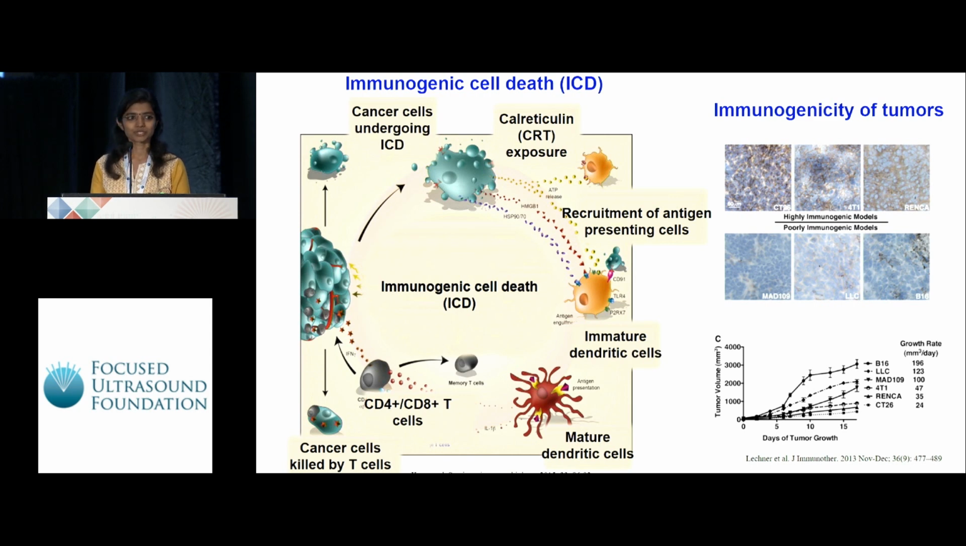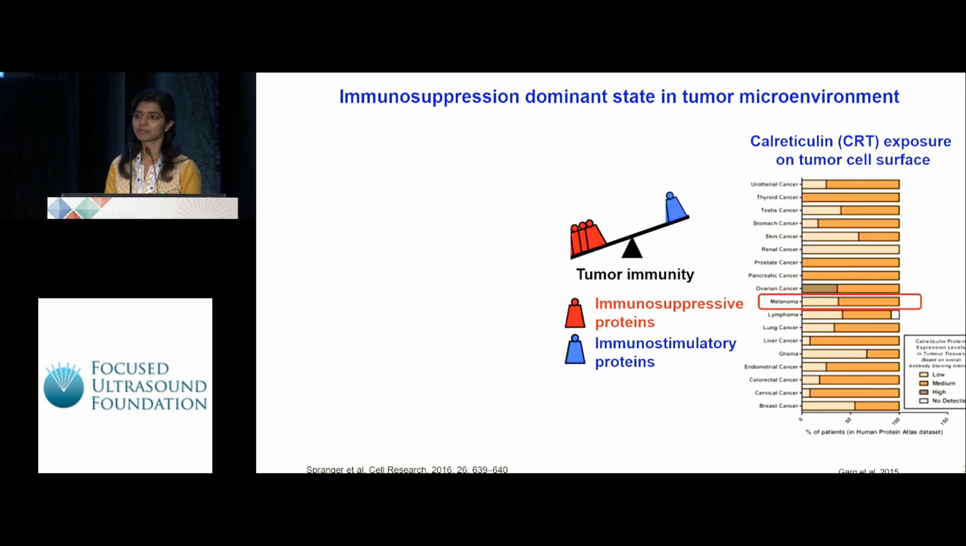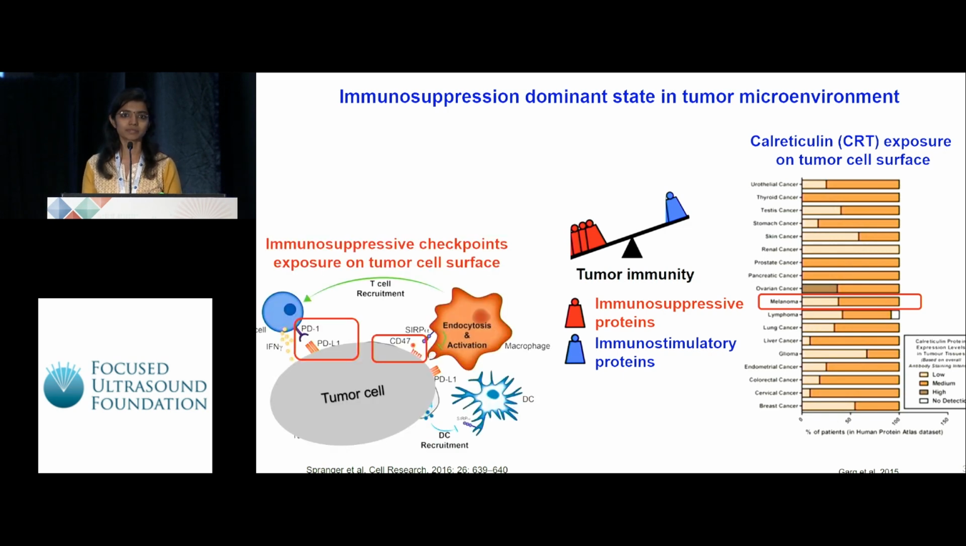One reason for tumors to be poorly immunogenic could be due to the imbalance between immunostimulatory and immunosuppressive proteins in tumors. For example, about 40% of melanoma patients have been observed to have low calreticulin exposure on their tumor cell surface compared to the others. Additionally, there can be higher levels of immunosuppressive checkpoints like CD47, PD-L1, and PD-1, which can inhibit the activity of immune cells against tumors. There is a need for safe therapeutic approaches that harness ICD to create a balance between these two sides.